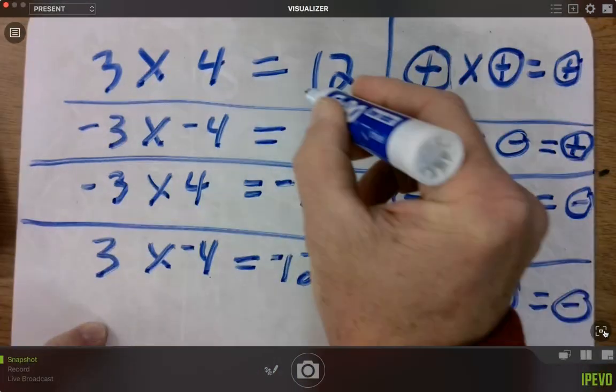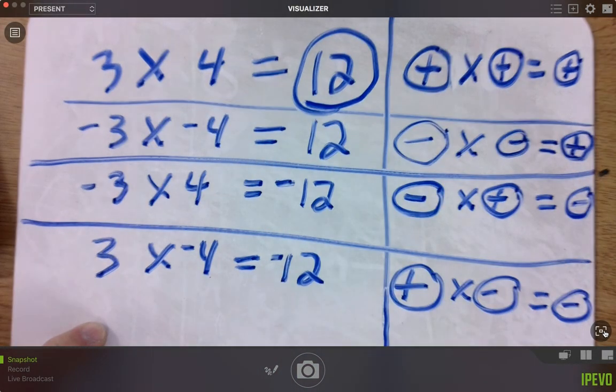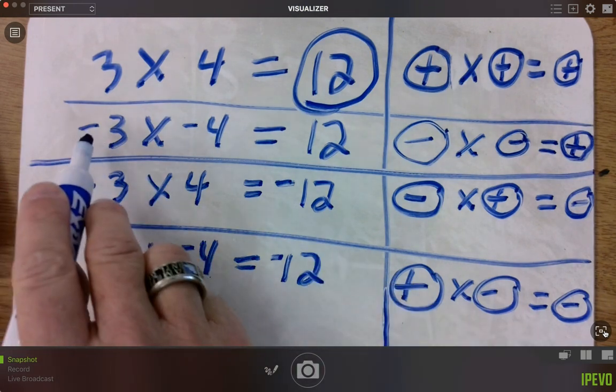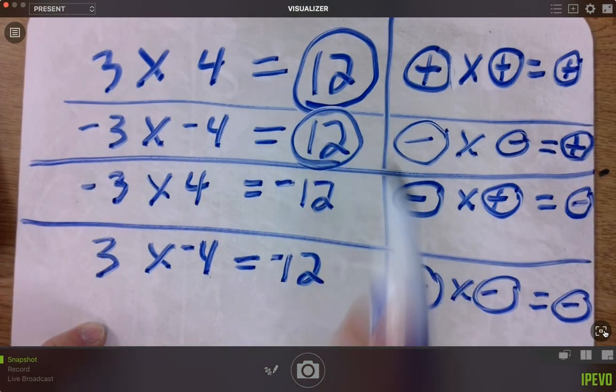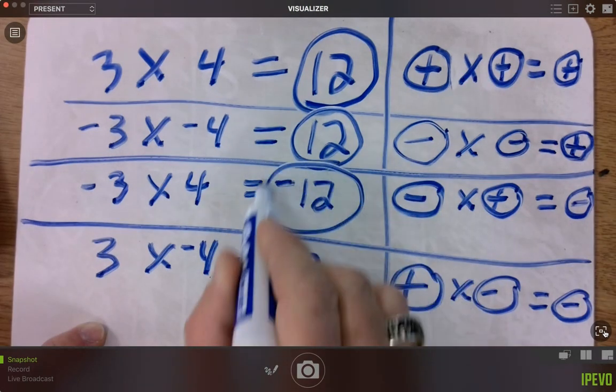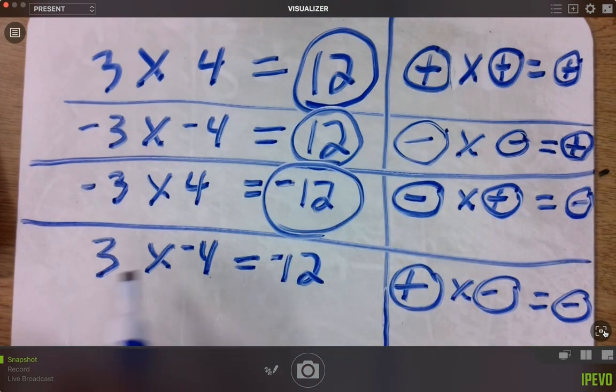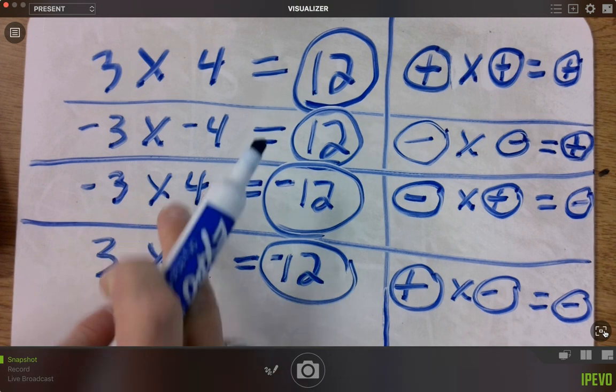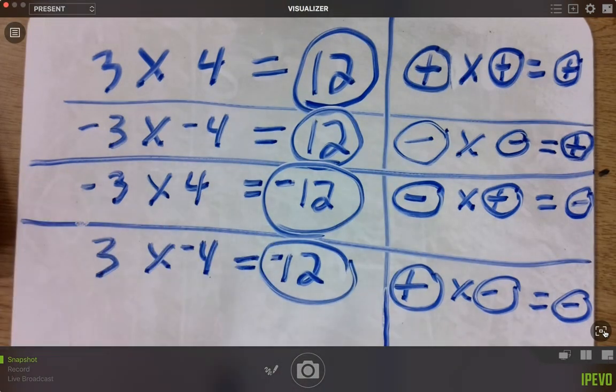So in the first case, a positive times a positive is positive. The second case, a negative times a negative, is positive. The third case, a negative times a positive, is negative. And the fourth case, a positive times a negative, is negative. And you know you can multiply in either direction, so these are really the same thing as one another. But you see it in each of the four cases.